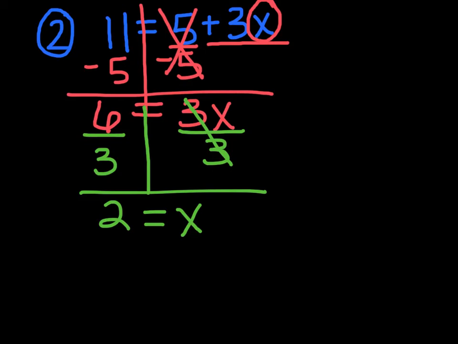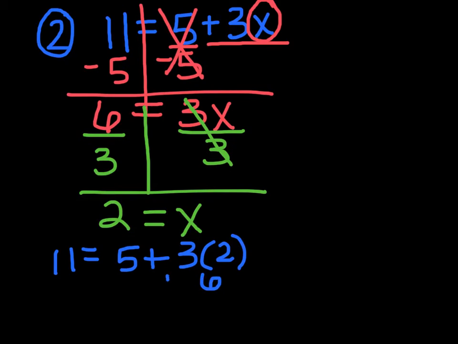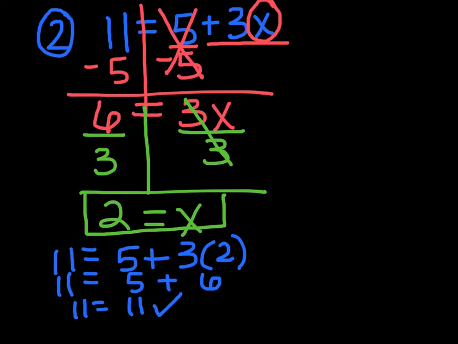Again, I want to be absolutely certain that this answer is correct, so I plug it in. I see if 11 equals 5 plus 3 times 2, because I'm plugging 2 in for x. You would multiply before you add. 3 times 2 is 6, plus 5, and I see if those are equal. 5 plus 6 is 11. I know that my equation is balanced, so I know that this solution, x is equal to 2, is correct.